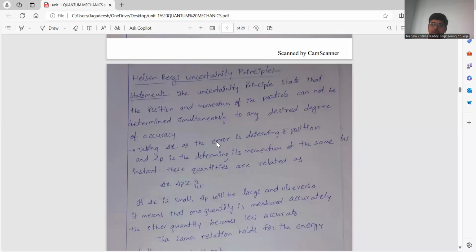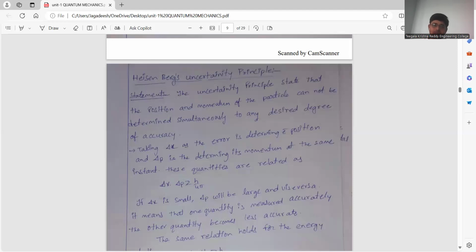What is the principle? A particle moving at a time has a position and a momentum. According to the uncertainty principle, suppose we define the position of the particle, we cannot define the momentum. Suppose we define the momentum of the particle, we cannot determine the position. That is the definition of the Heisenberg uncertainty principle.